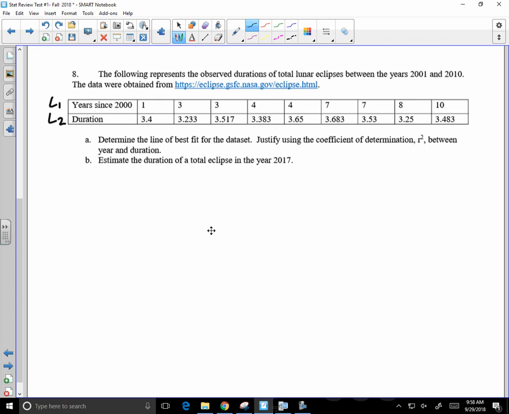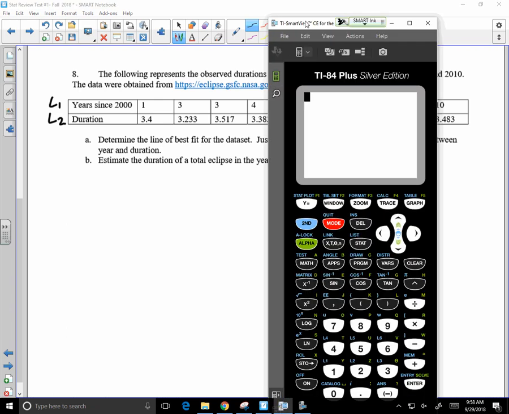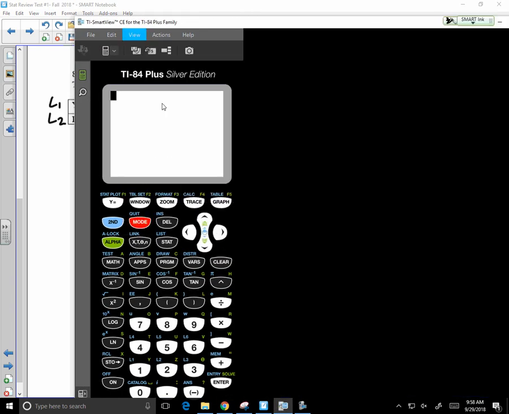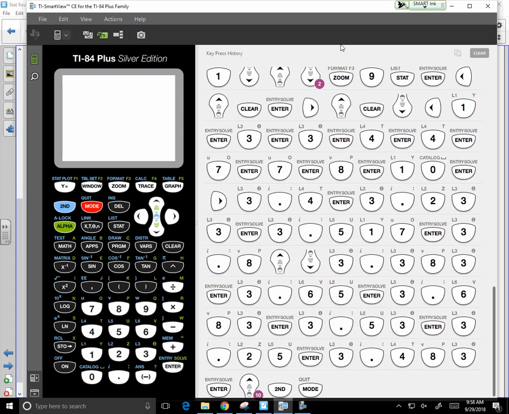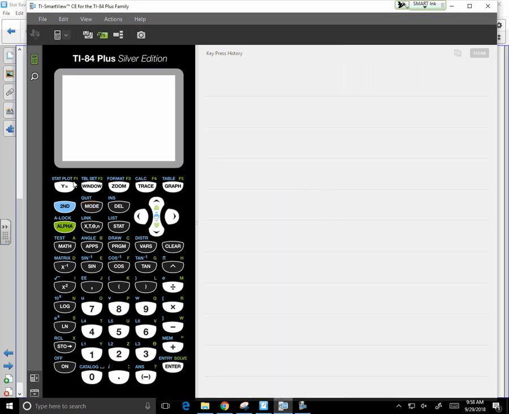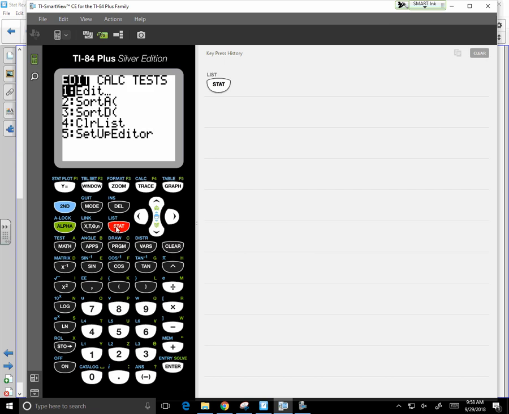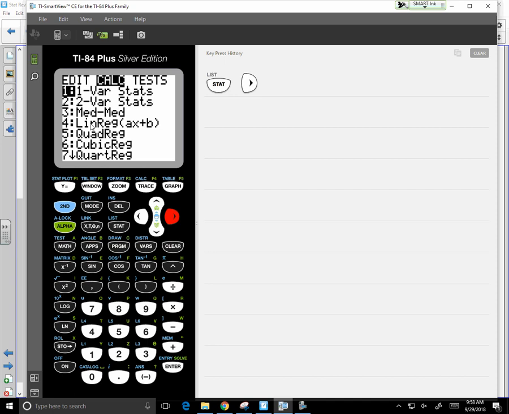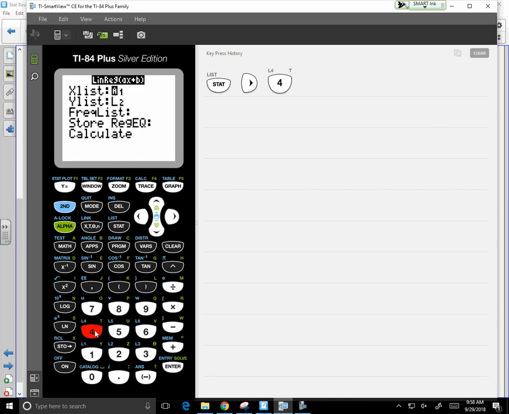Between year and duration. All right, so let me get my key press history back on, clear out all this fluff. Have my data in, stat, over to calc. LinReg, linear regression, other name for line of best fit. The default settings are L1 and L2. If they're not listed as L1 and L2, make them L1 and L2.